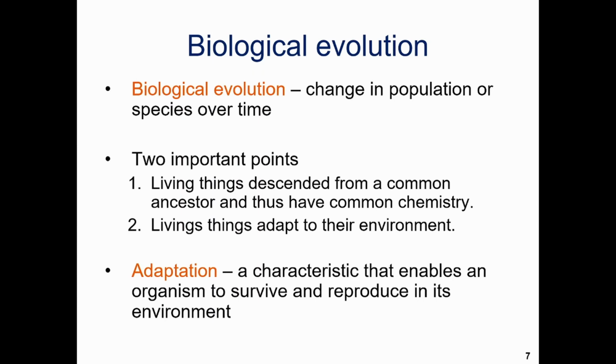It's one of those things that some people attach the wrong definition to and misunderstand, when all we're saying is that a population or a species is going to have change happen over time from one generation to the next to the next. And there are two important points that come from biological evolution. Because we've gone through this change over time and we've split into many, many groups, there's a common ancestor. We share common ancestry, we share common chemistry, and living things also adapt to their environment.